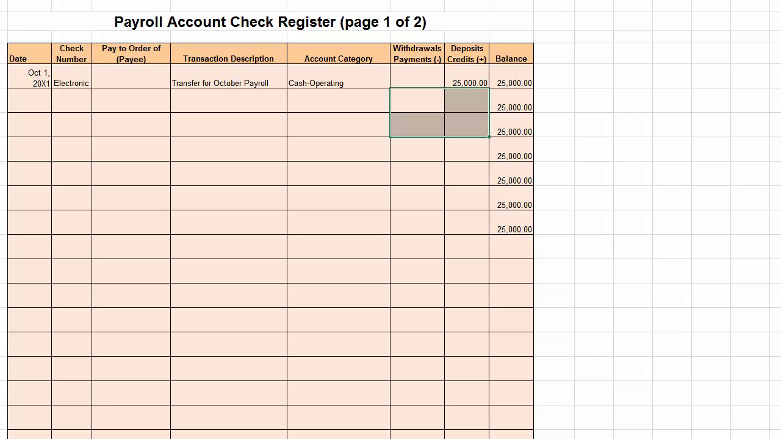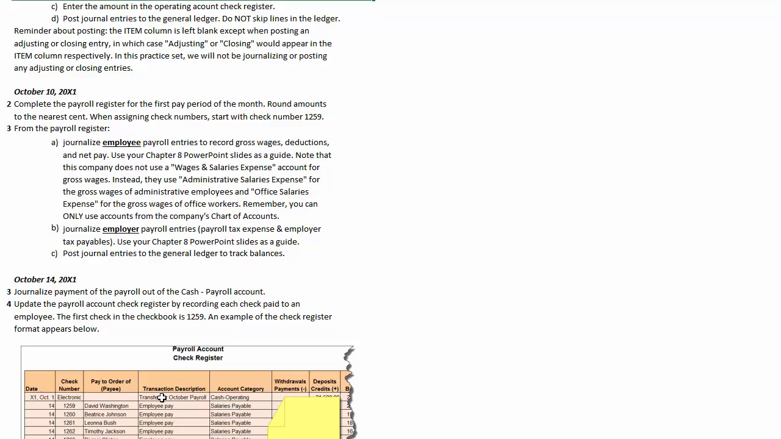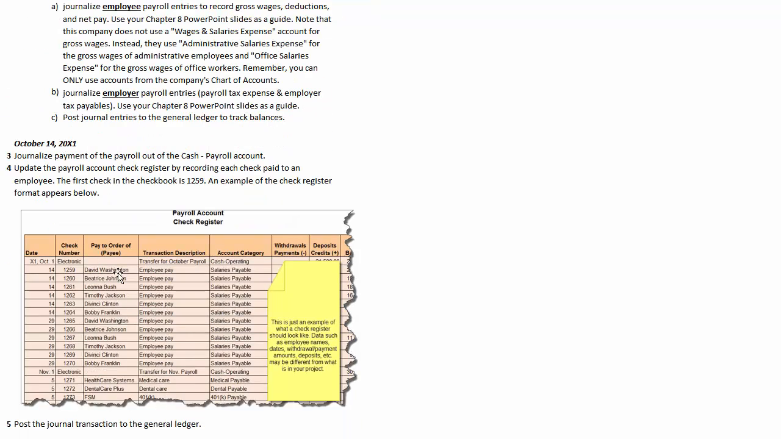So we are done with step B, enter the amount in the payroll account check register. And again, we just follow this example for what goes in there.